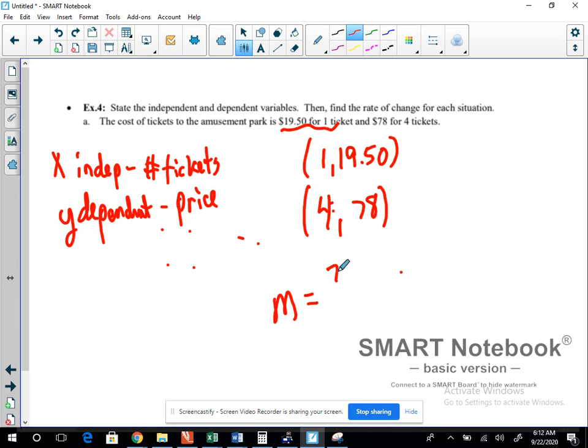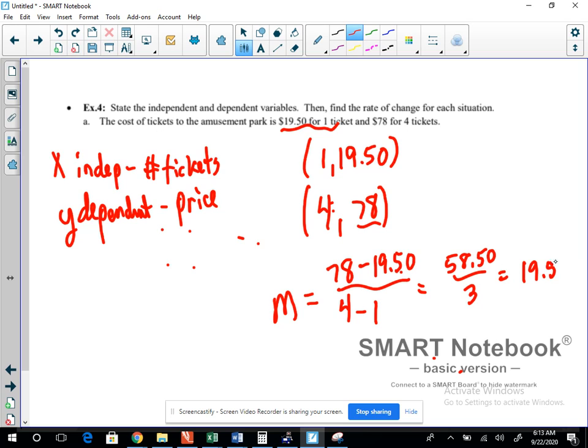So now the slope is 78. Remember, again, we start with the y, subtract 19.50. You could, of course, do it in the opposite order, 19.50 minus 78, but then you do it in an opposite order on the bottom. And what we get here is 58.50 over 3. If we divide that by 3, we get 19.50, and that's our slope. And what does that mean? That means it's $19.50 per ticket. And it goes up that each time you buy another ticket.